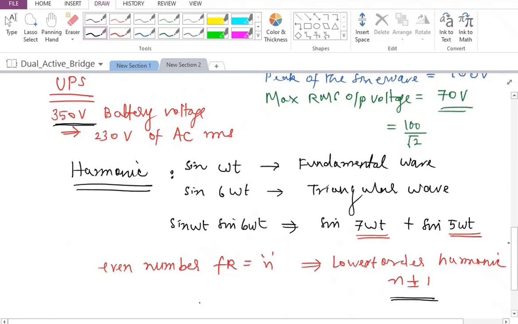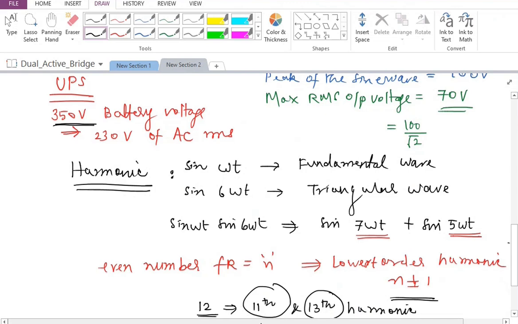So if the frequency ratio is 12, then we will have 11th and 13th harmonic present in the output wave, which will be the lowest order harmonic. Definitely there will be more also. There will be like 23rd, there will be multiples of all these things that will be coming up. But the lowest order harmonic we see will be 11th and 13th, because 12 is the frequency ratio in this particular case. Okay, so these are two major pulse width modulation techniques that are used in a square wave inverter, in a single phase inverter.